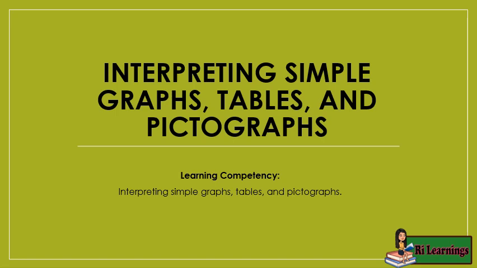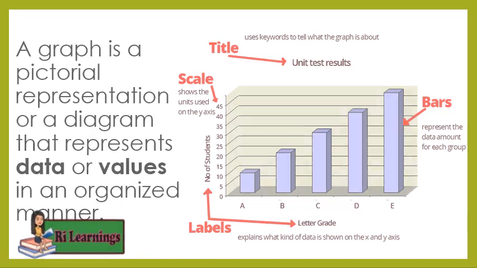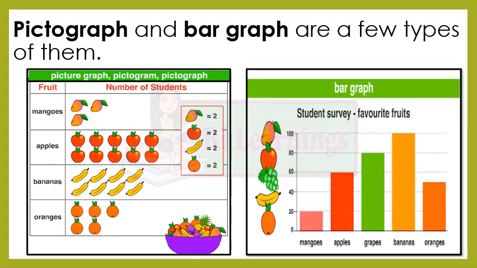Interpreting simple graphs, tables, and pictographs. A graph is a pictorial representation or a diagram that represents data or values in an organized manner. Pictograph and bar graph are a few types of them.